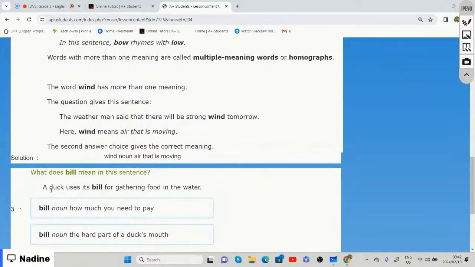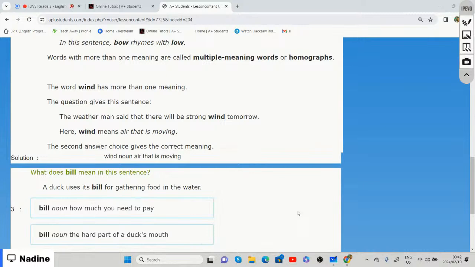Now, if we look at the next one, what does bill mean in the sentence? It says, a duck uses its bill for gathering food in the water. So a duck uses its bill for gathering food in the water. Now we have two definitions. The first definition, which is also a noun, says how much you need to pay.